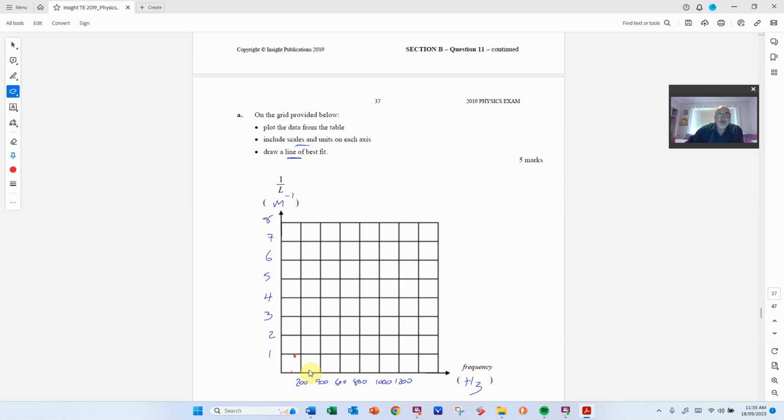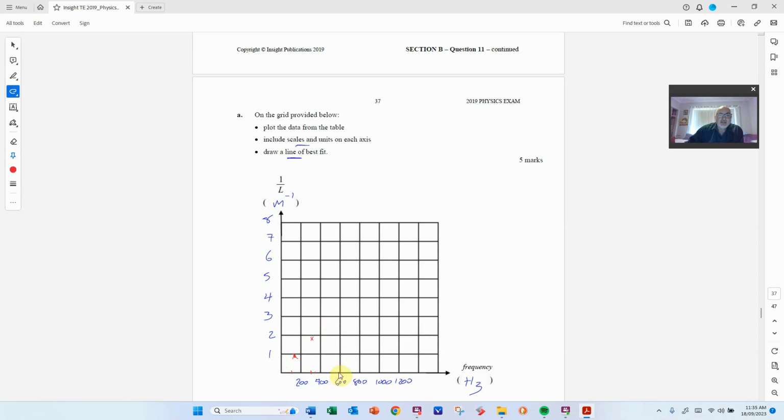So frequency 330. So that's 300. 350 is in there somewhere. And that gives us 1.89. So that's going to be up around about there. So I like to use crosses instead of circles or dots.